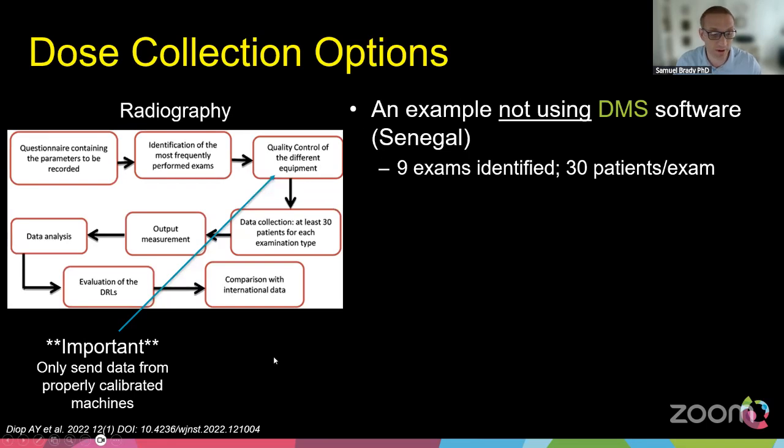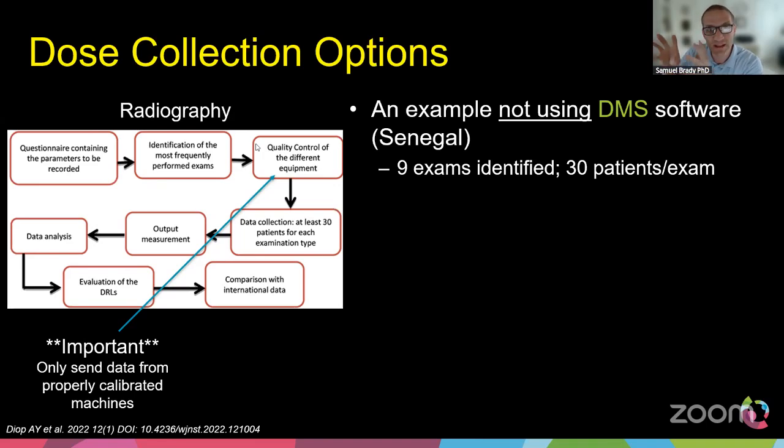As an example, there was a publication, here's the citation down here, in 2022, came from Senegal, and they demonstrated how they collected data for establishing national DRLs using paper. Once again, they sent out a questionnaire, an invitation to participate, where they identified which protocols and quantities to collect. Importantly, they added this step, and I love that they did this. They said, before you send us the data, check the data. Make sure that the protocol you're sending to us was optimized.